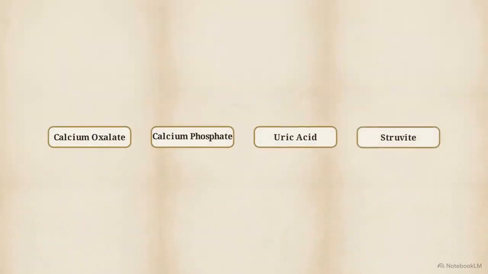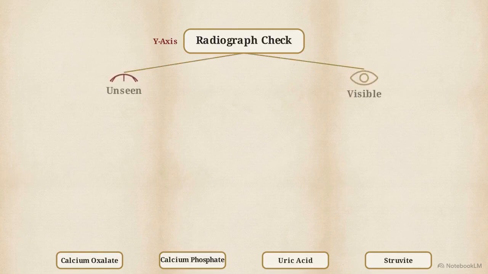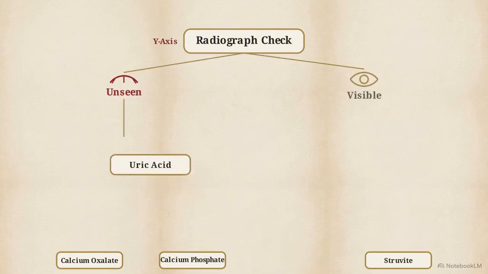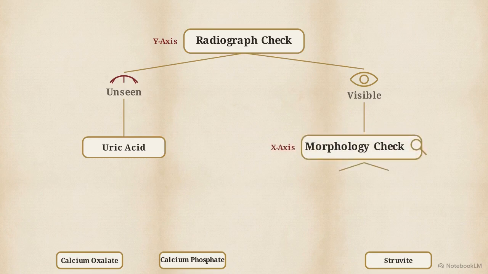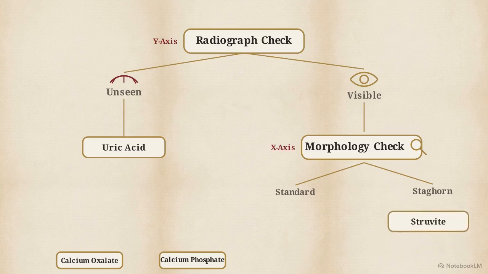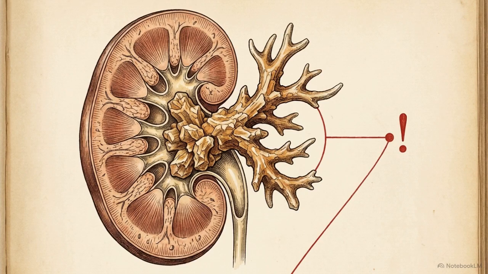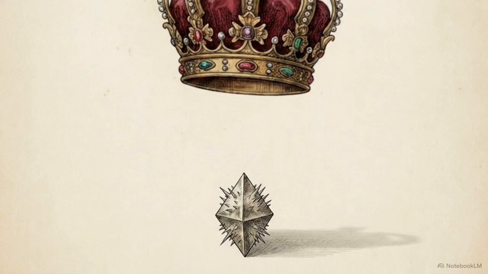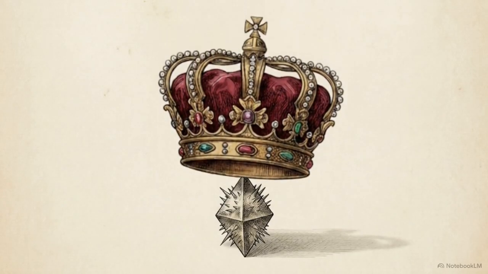We can now assemble the final mental model, converting our 4 isolated pillars into an interconnected flowchart. The primary y-axis is the radiograph check. We split incoming data into either visible or unseen pathways. Following the unseen path leads to a singular conclusion: uric acid. Tracing the visible path down brings us to the secondary x-axis, where we apply the morphological check. If the imaging shows a massive, branching cast, we reach the Struvite endpoint via the Staghorn rule. If the morphology is standard, we follow the King heuristic, pointing to calcium oxalate as the most probable etiology.